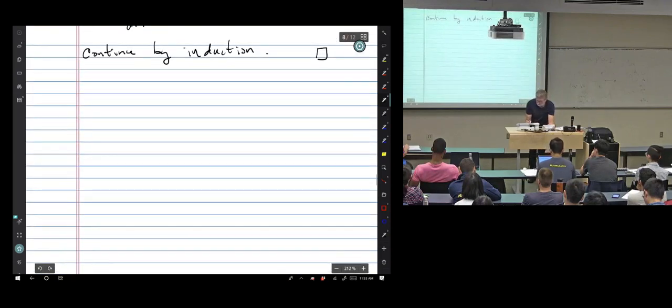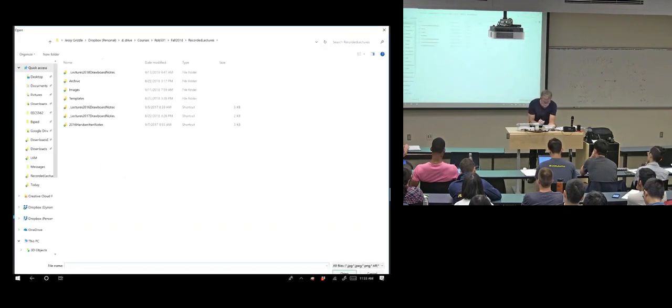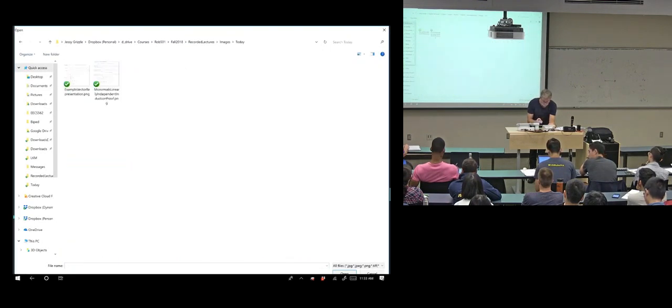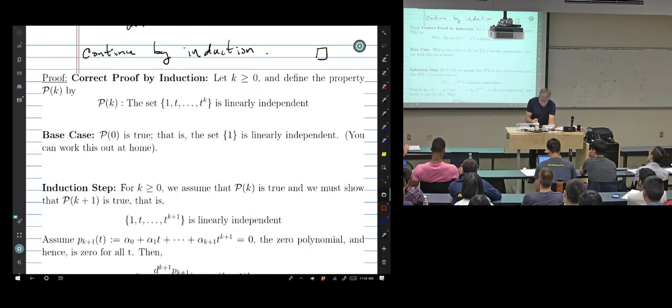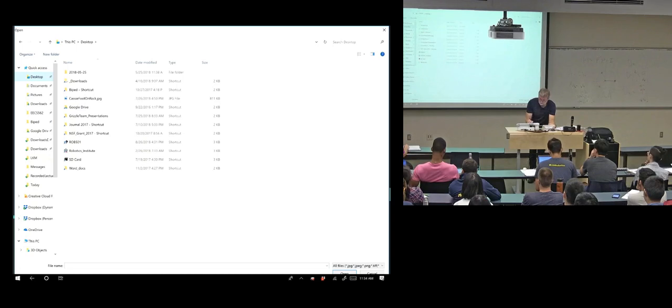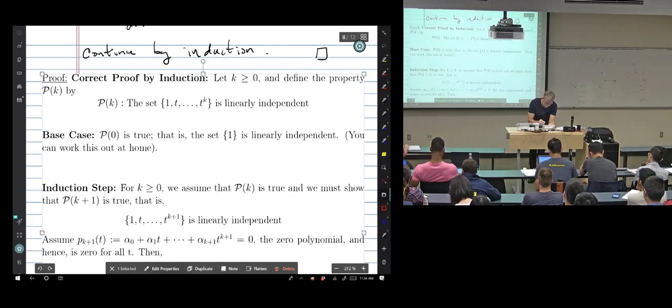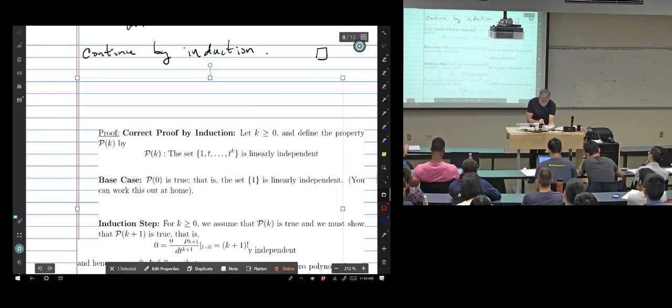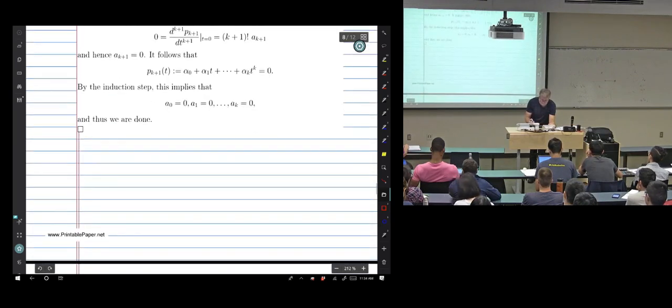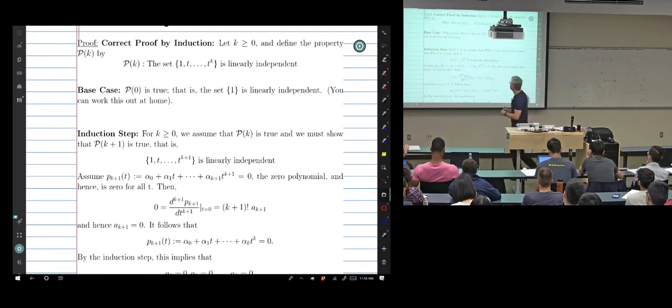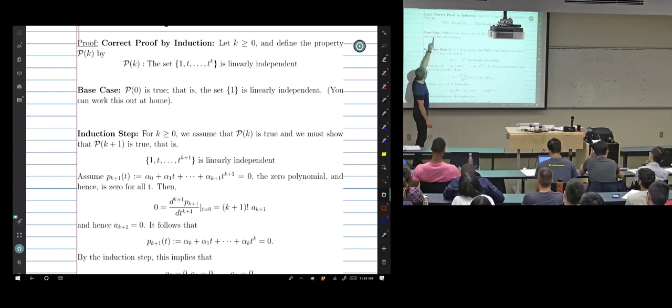Okay, so I'm going to paste in a correct proof. Monomials linearly independent. No, it's not bad. So you have a correct proof by induction in there, which sets up a base case. It sets up a hypothesis on the integers. It does the base case, it does the induction step, and it does everything for you.